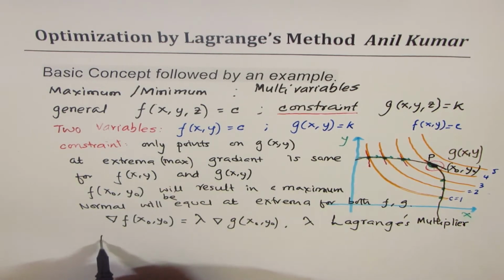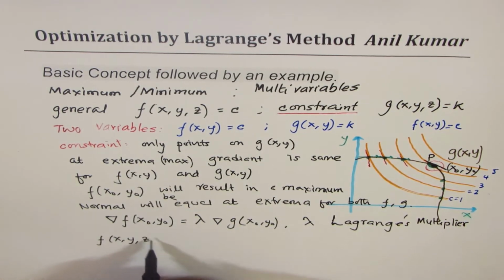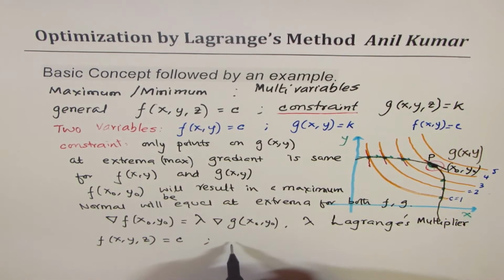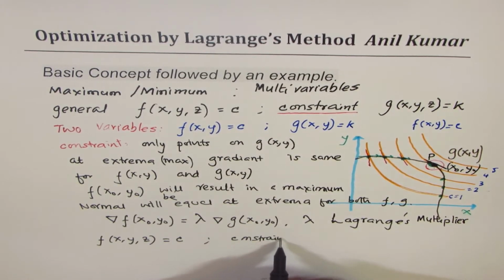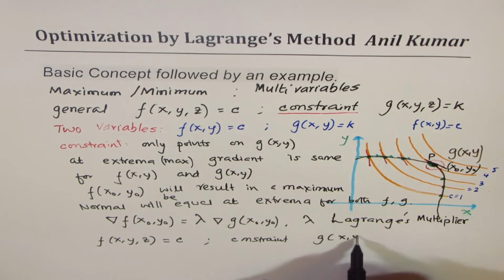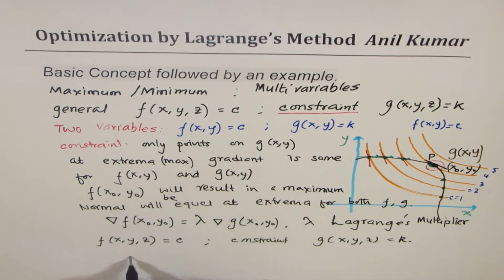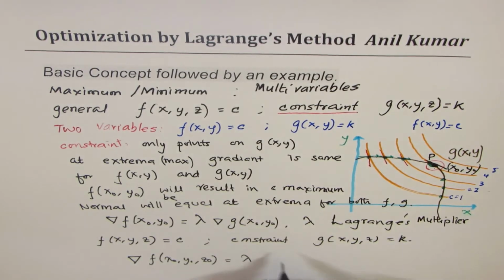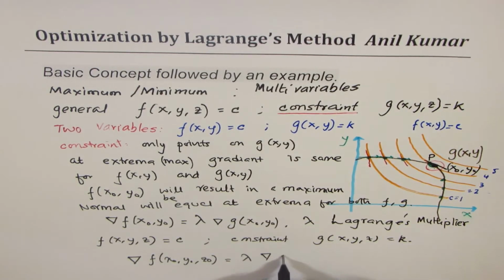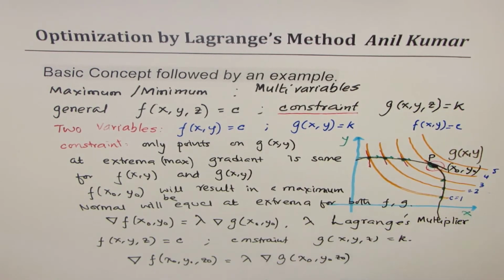So if the case is for three-dimensional, we're talking about a function f(x, y, z) equals c, and the constraint is g(x, y, z) equals k. In that case, the conditions will be the same, right? So it will again be the gradient of this function at (x0, y0, z0) has to be lambda times the gradient of g at (x0, y0, z0), right? So this could be extended to three dimensions with the same reasoning, correct? So that is how we are going to solve.